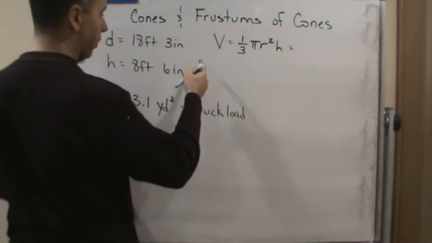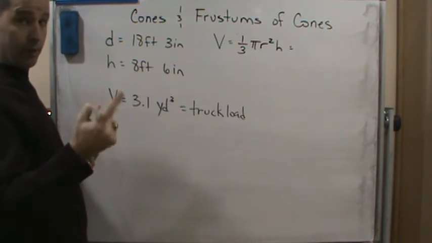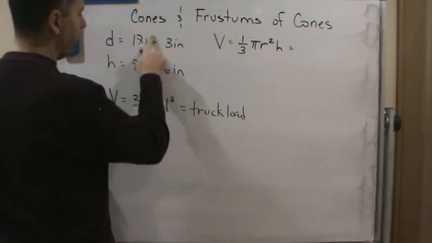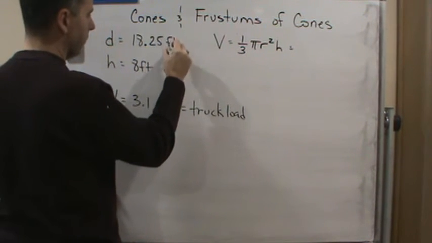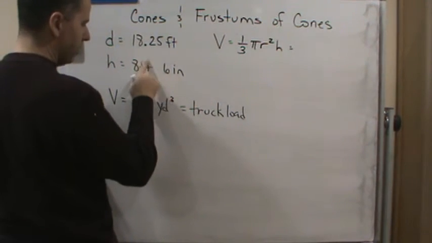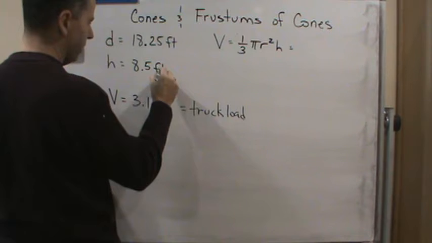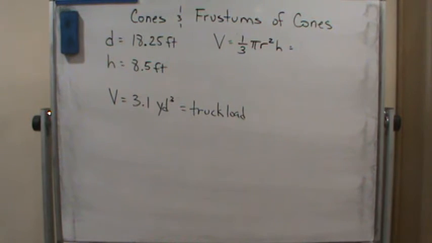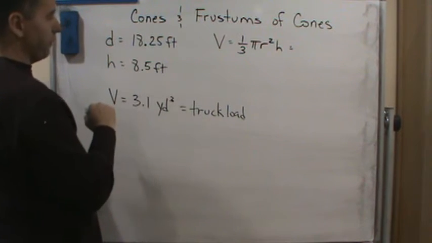So this is going to equal 18 feet 3 inches. Well, 3 inches is 1/4 of a foot, so I can write this as 18.25 feet. And then for the height, 6 inches is 1/2 foot, so I can write this as 8.5 feet. That's where I'm going to start. Now, this is the diameter, so I'm going to take half of this for the radius.